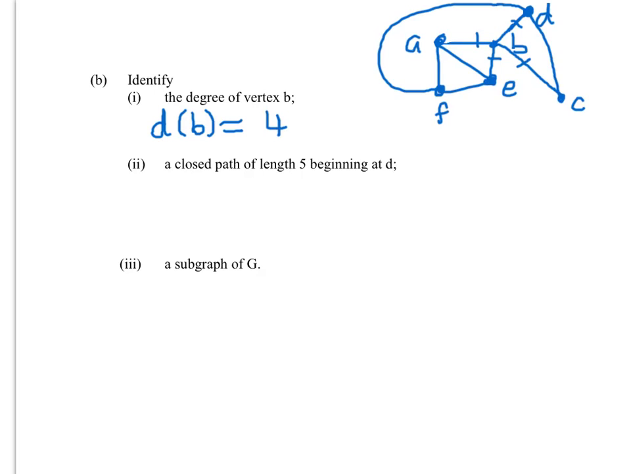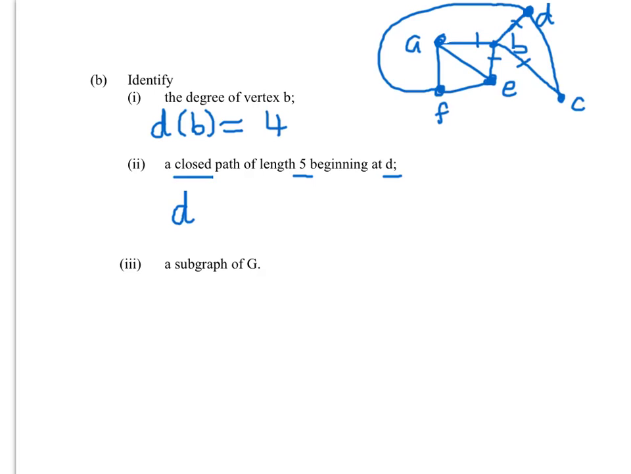So part 2 of the question asks you for a closed path, so we'll underline that. It's a closed path of length 5 beginning at D. So a path is just a journey that you take. The path begins at D, so we'll write down D. The path will also need to end at D, so D will be the last letter I write down. The path has length 5, which means I want to move along 5 edges for my journey.